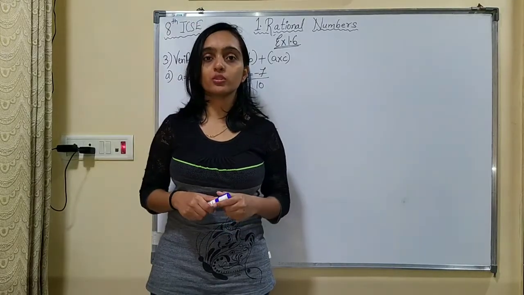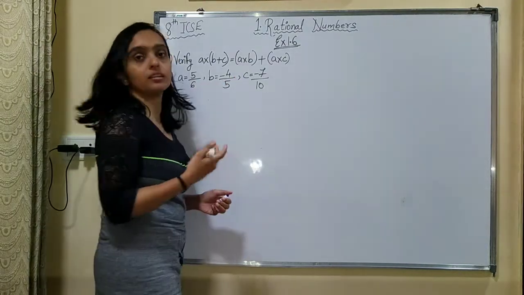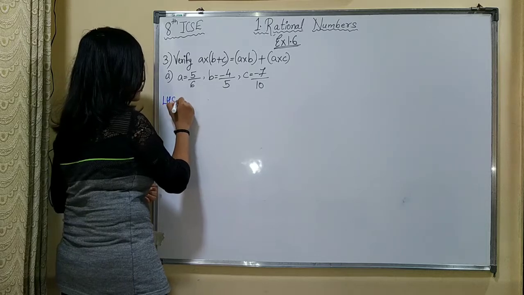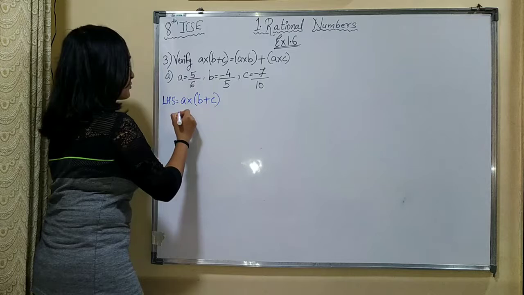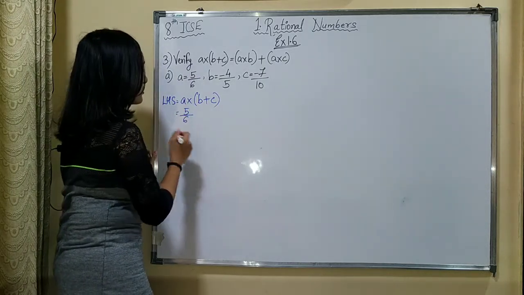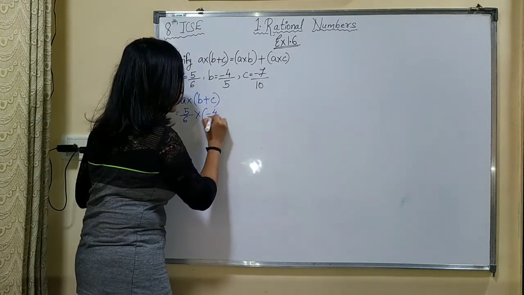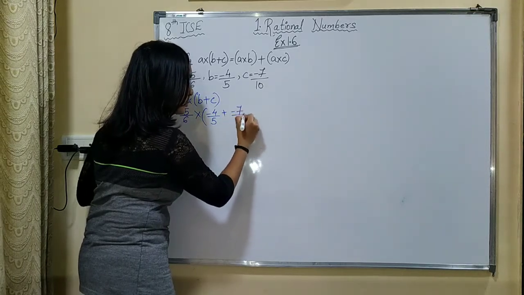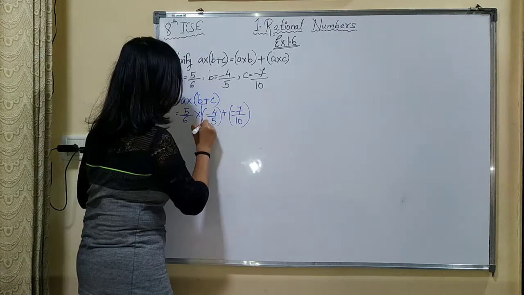The third question is to verify the distributive property. And here a, b, c are given rational numbers. So first we will consider the LHS. That is a multiplied by the addition of b plus c. Okay. So we will substitute the given rational numbers. a is 5 upon 6 multiplied by b is your minus 4 upon 5 plus c is your minus 7 upon 10. So I am taking this in another bracket.